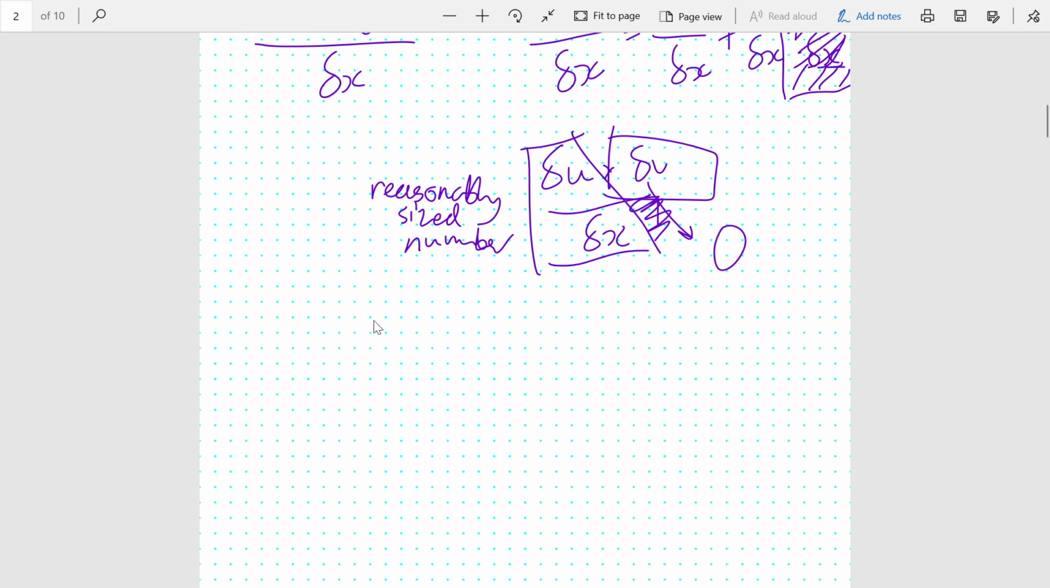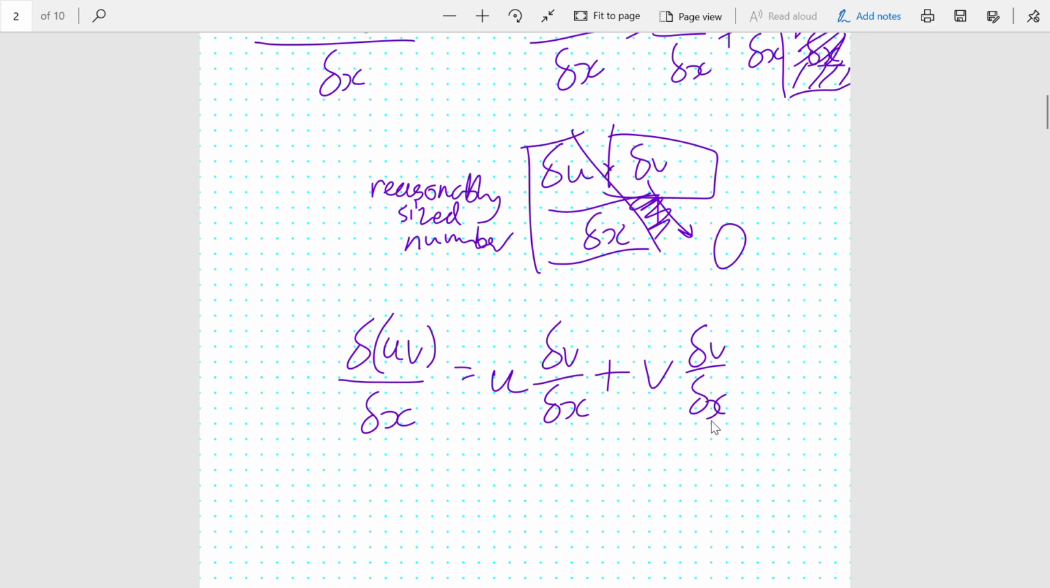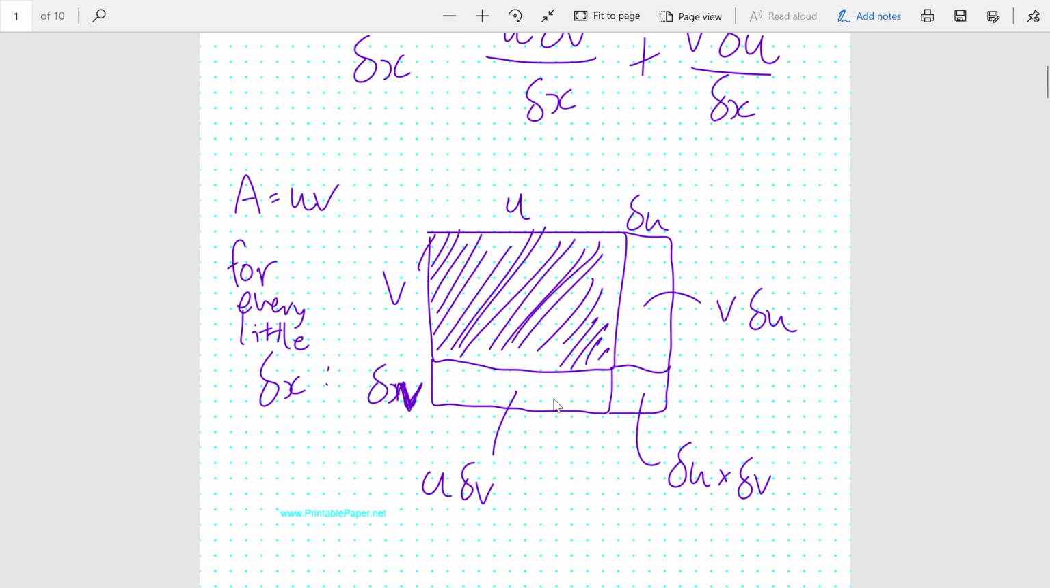So that's where you get the formula d(uv) by dx is u times dv over dx plus v times du over dx. And hopefully you can see how this formula corroborates with the little rectangles that are added onto uv here. And of course, we can shade this part in because we ignore it because it's so extremely small.